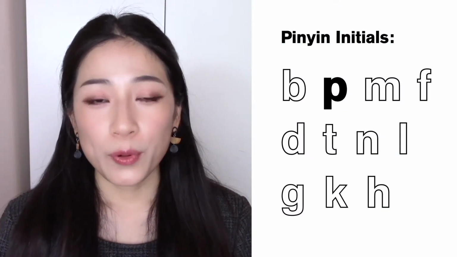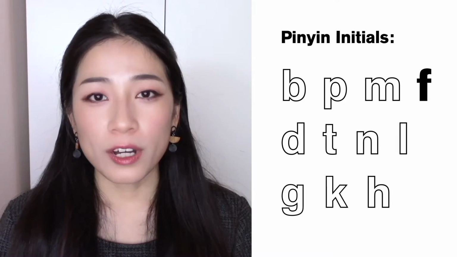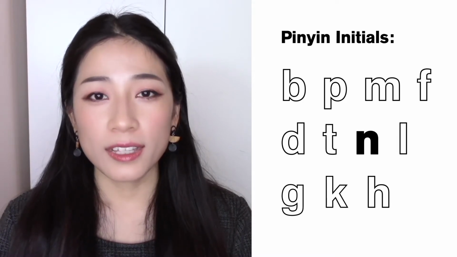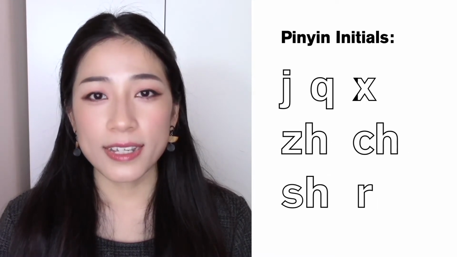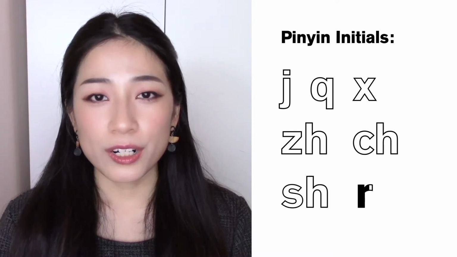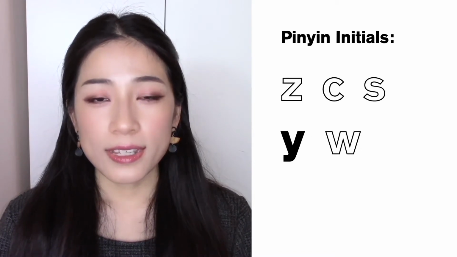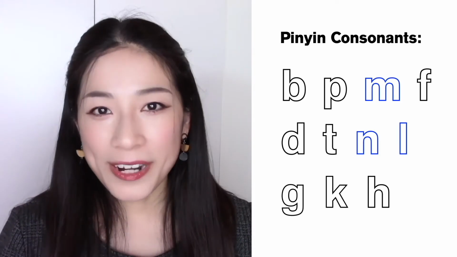Before we start, I'm going to read all the 23 initials first and then pronounce them as consonants to give you a better idea. Here are the initials. Bo, po, mo, fo, de, te, ne, le, ge, ke, he, ji, qi, xi, zhi, chi, shi, ri, zi, ci, si, yi, wu. And here's how we pronounce them as consonants.